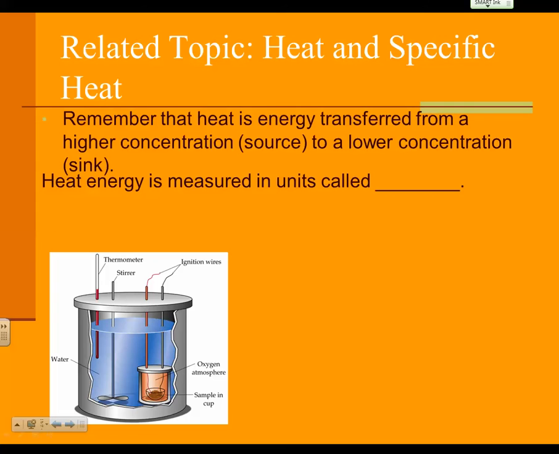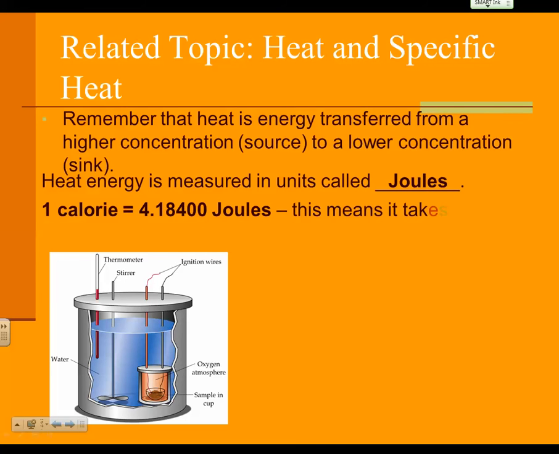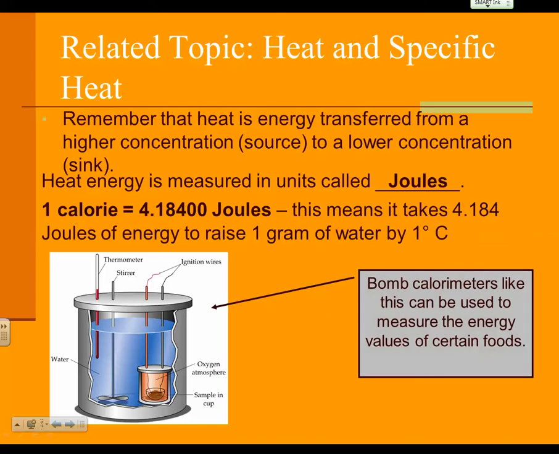Now this is a related topic. Remember that heat is energy transferred from a higher concentration, which we call a source, to a lower concentration called a sink. And we're going to measure heat energy in units called joules. We used to use calories. Now we're using joules. And 1 calorie is about 4.184 joules. What that means is it takes about 4.184 joules of energy to raise 1 gram of water 1 degree Celsius. So calories and joules are both forms of energy.